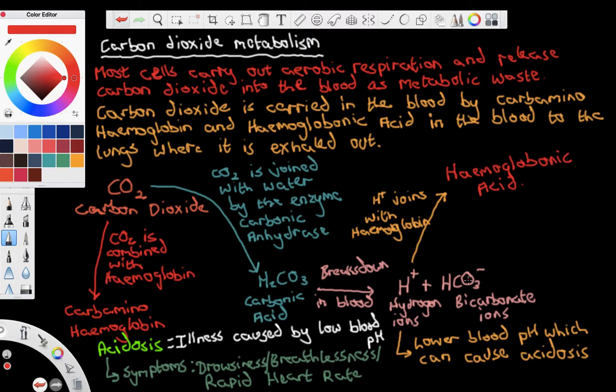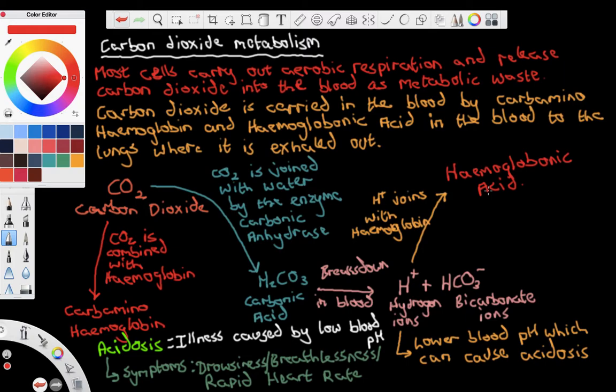Bicarbonate ions just remain in your blood, okay? And then when your blood goes to the lungs, a different reaction takes place to get rid of it. Hydrogen ions, if they remain in the blood, can lower your blood pH, which can lead to acidosis. Acidosis is an illness caused by low blood pH, and symptoms include drowsiness, breathlessness, and rapid heart rate. To counter this, the hydrogen ions inside your blood join with hemoglobin to form hemoglobinic acid, so that it can be carried to your lungs where it can be gotten rid of or exhaled out.